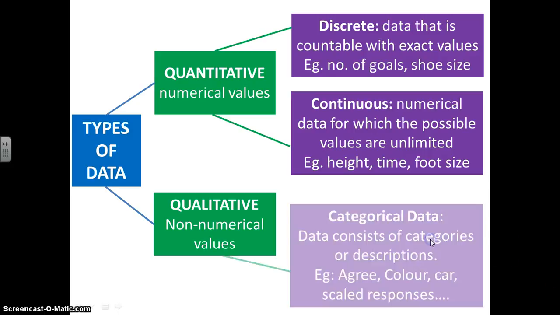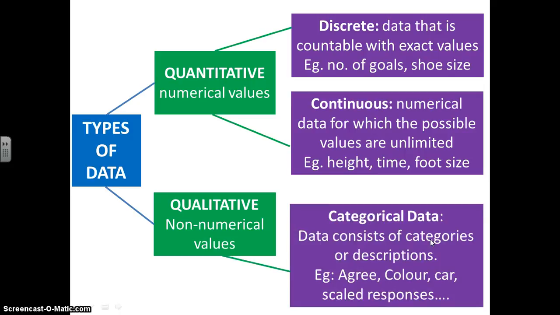In our qualitative data, we've got what we call categorical data, and that's when we've got things that are placed into categories and descriptions. So it could be, do you agree or disagree? The colour, your favourite colour, what type of car do you have? Scaled responses would also fall into the categorical data.